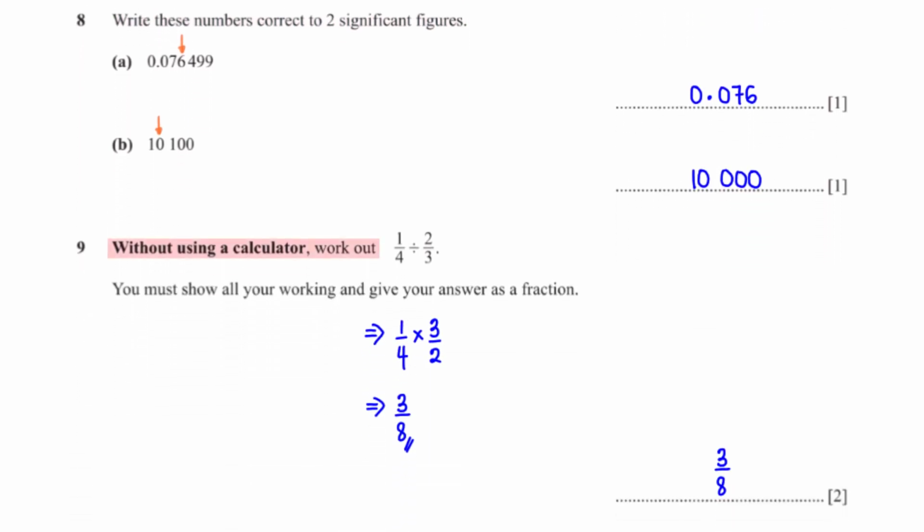Without using a calculator, work out 1/4 divided by 2/3. You must show all your working and give your answer as a fraction. In the first step, we have 1/4. Then we replace the division with multiplication. And then we bring in the reciprocal of 2/3, which is 3/2. So for the numerator, 1 times 3 is 3. And for the denominator, 4 times 2 is 8. 3/8 cannot be simplified further, and so that will be our final answer.